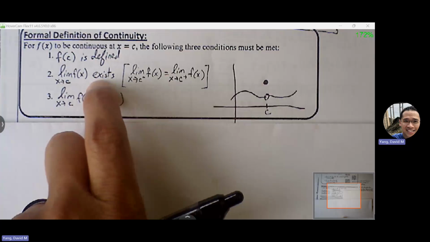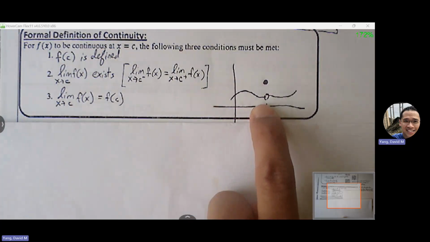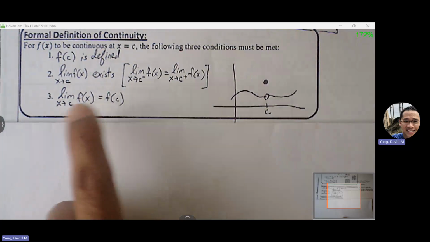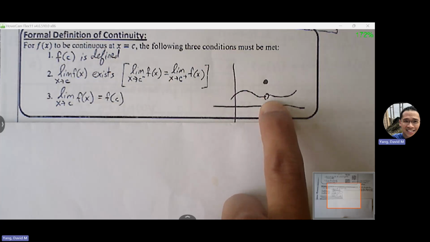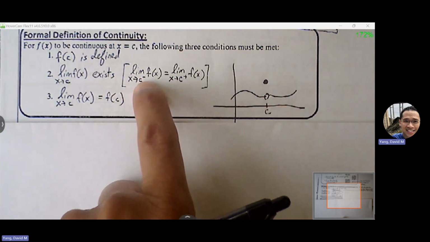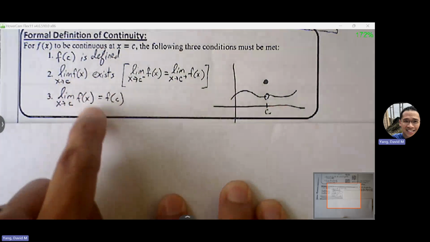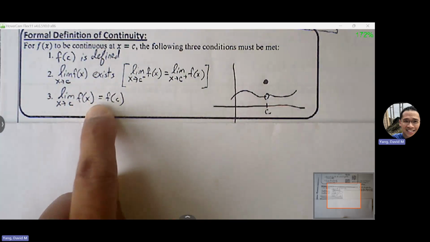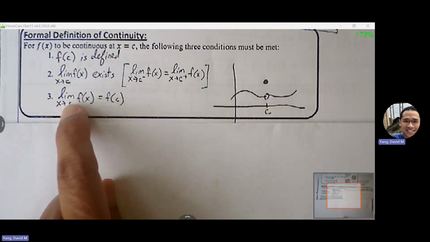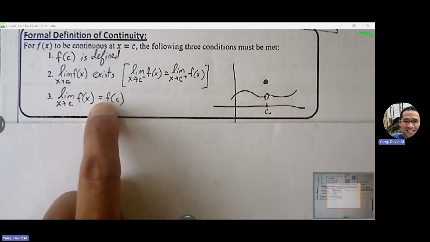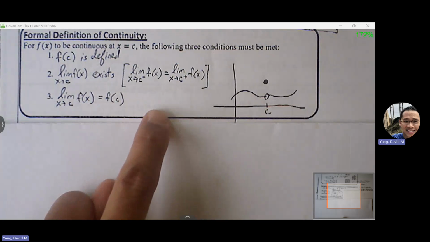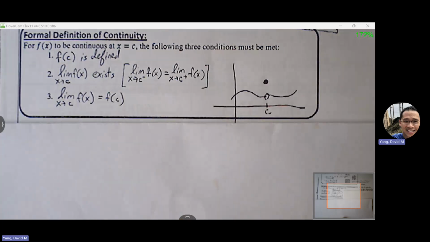But if they're not, like this example, then the third statement would break down. The limit is at this point here, but the point is defined elsewhere. So if the point is not filling in the hole from the second statement, then the function would not be continuous, and the third statement would have to be indicated as false. We'll say, oh, the limit as x approaches c of f of x does not equal f of c. Therefore, the function is not continuous at x equals c.